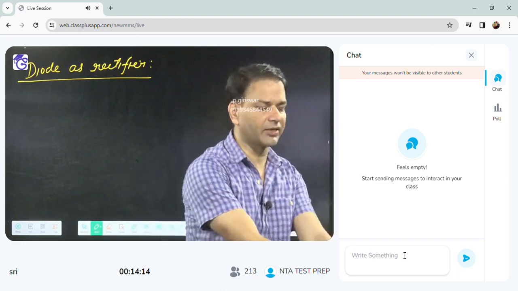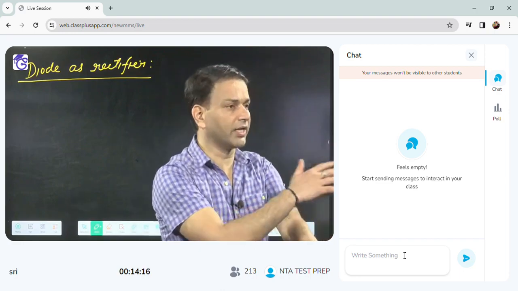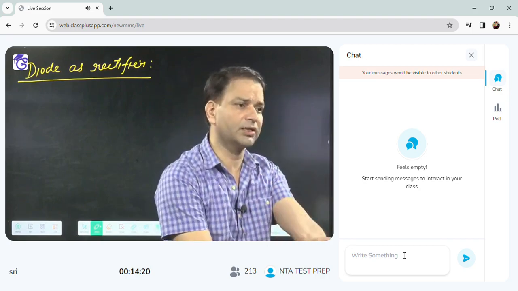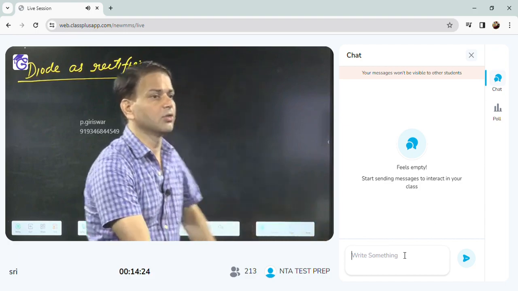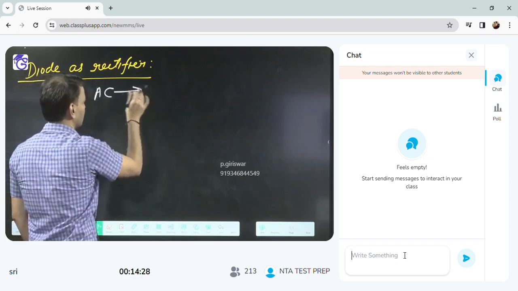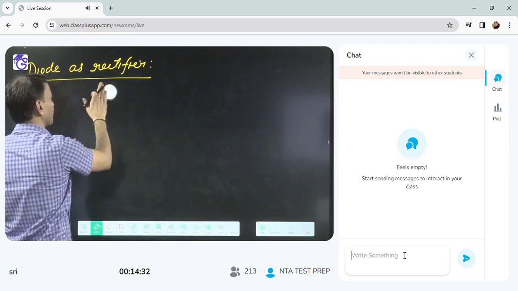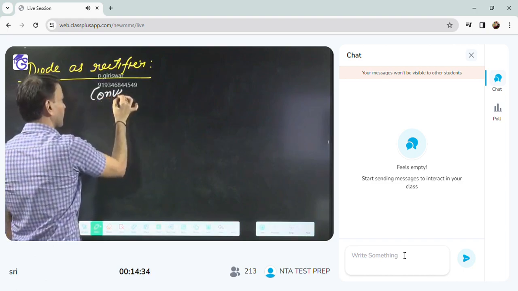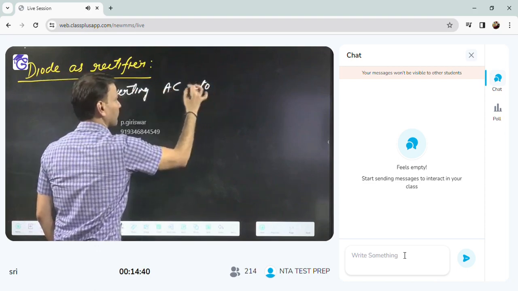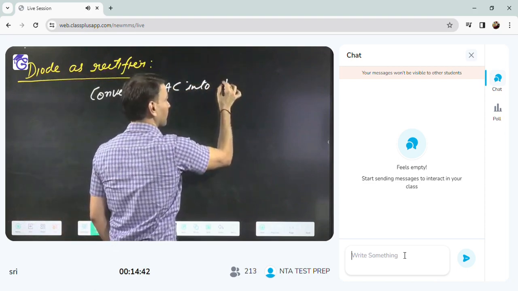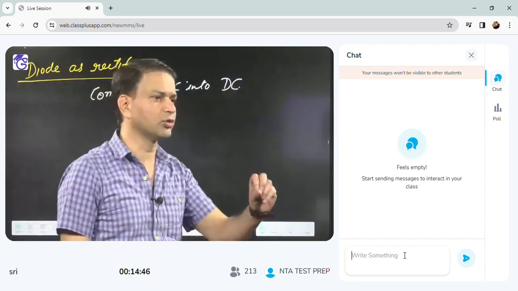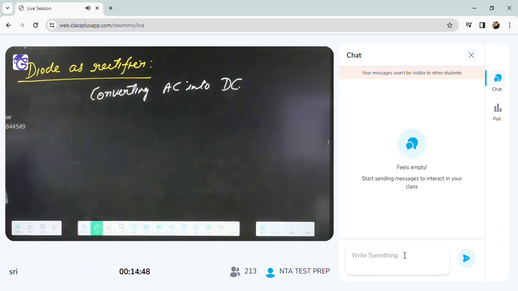So what is a rectification process? Rectification is converting AC into DC. That process is called the rectification. And the device we are using is called the rectifier. Okay, so what is a rectifier? Rectifier converts AC into DC. That process is called rectification, and the device we are using is called the rectifier.